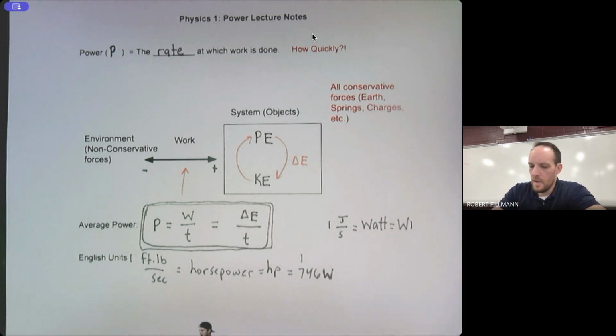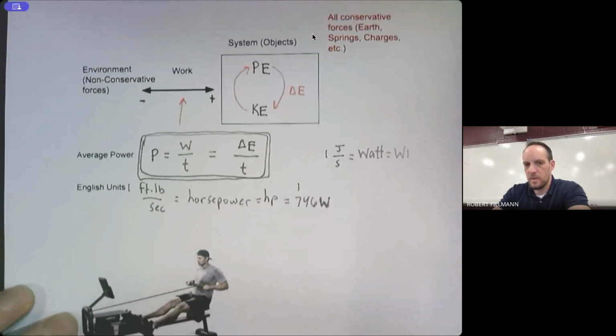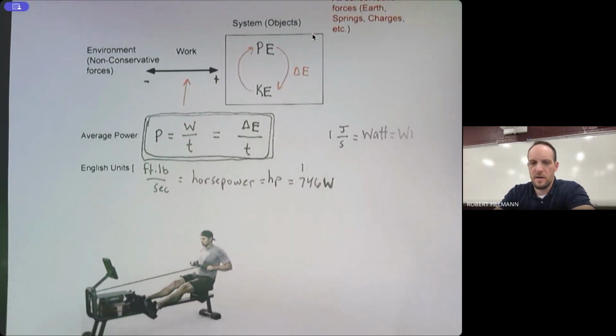Those are our units. So one other useful form of this equation we'll add to our card as well is we can relate this, the rate at which we do work, to how fast things are moving.